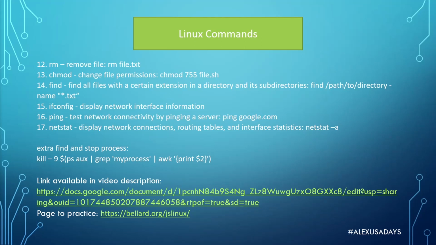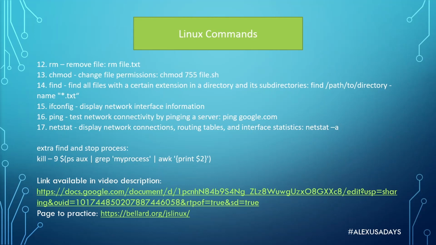So essentially, it's like a search command. ifconfig, this will display network interface information, and using this command, you can also configure your network interfaces. ping, this will test network connectivity. So when you connect a couple of devices and you want to make sure that they can communicate, you will use ping with the IP address to make sure there's communication happening. netstat, this will display network connections, routing tables, and interface statistics.